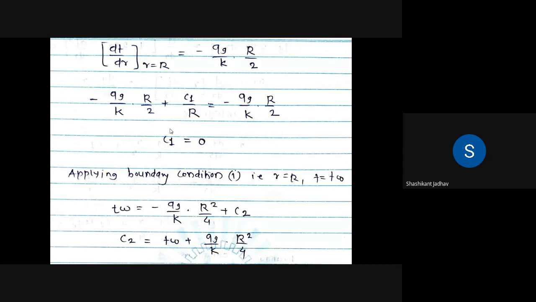Now we have to put these values of C1 and C2. From that we get the equation for the temperature at any location. So substitute the values of C1 and C2. From that we get the value of T. So T is equal to minus Qg by K into R square by 4 plus TW plus Qg by K into R square by 4.